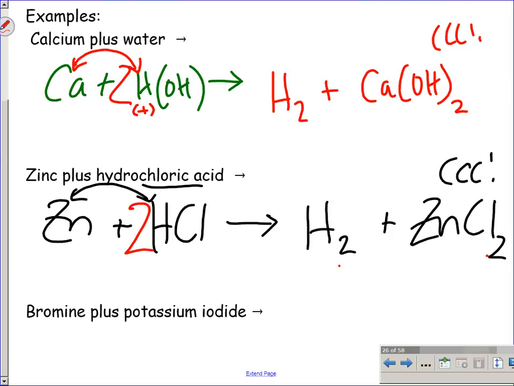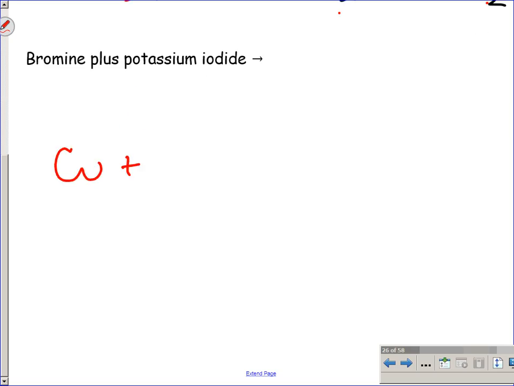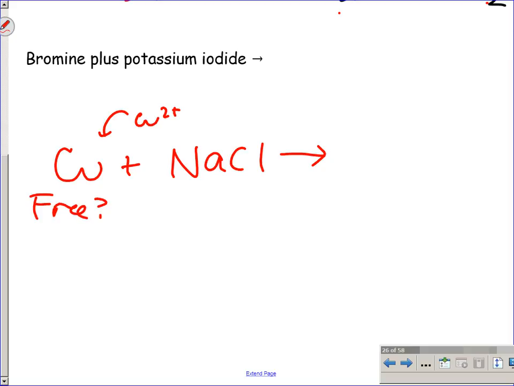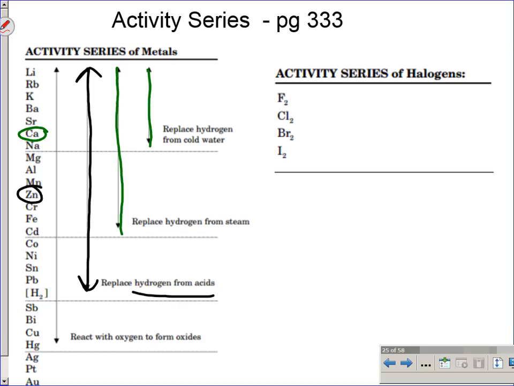What if I gave you copper plus sodium chloride? And I'm going to tell you that this is copper 2 plus if it were to form an ion. Look on your activity series. Is the free one active enough? Why? Yeah, copper's down here, sodium's way up here. Sodium's like, I'm the active one, I'm going to get with chlorine. Copper, you're out in the cold still.